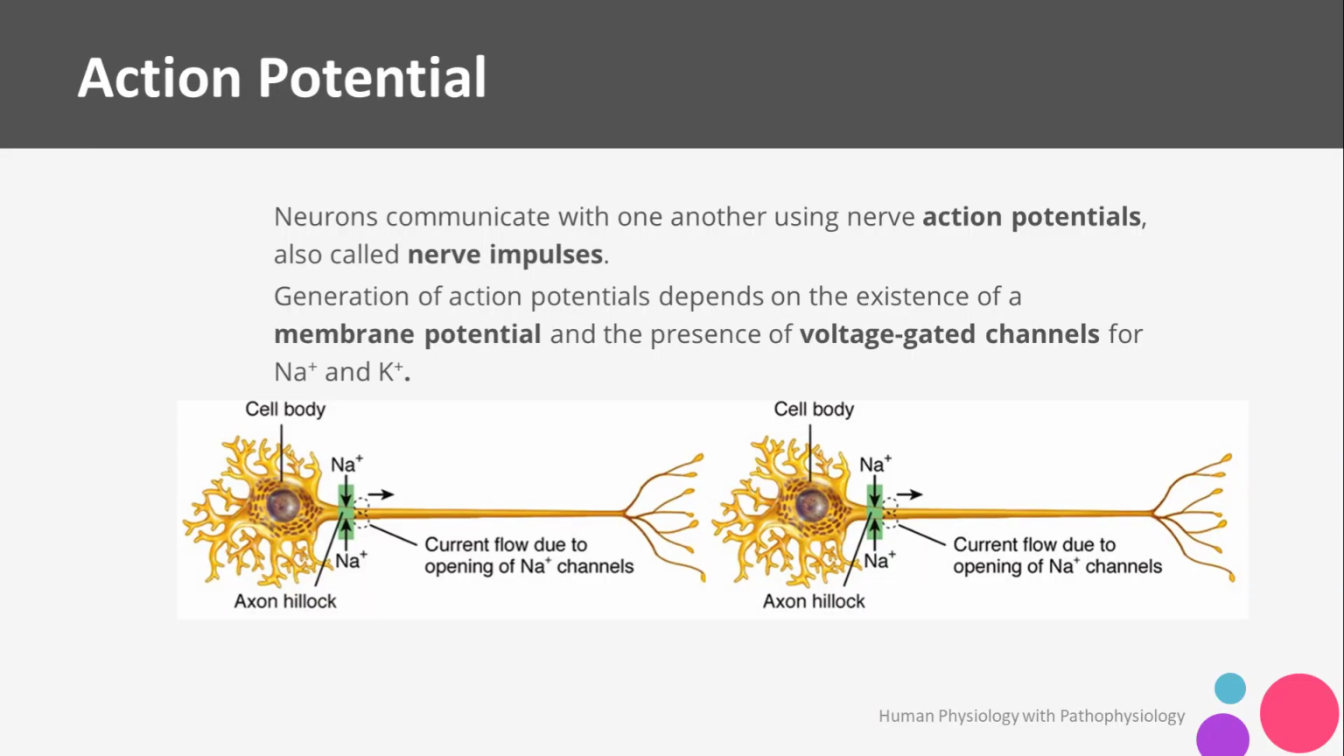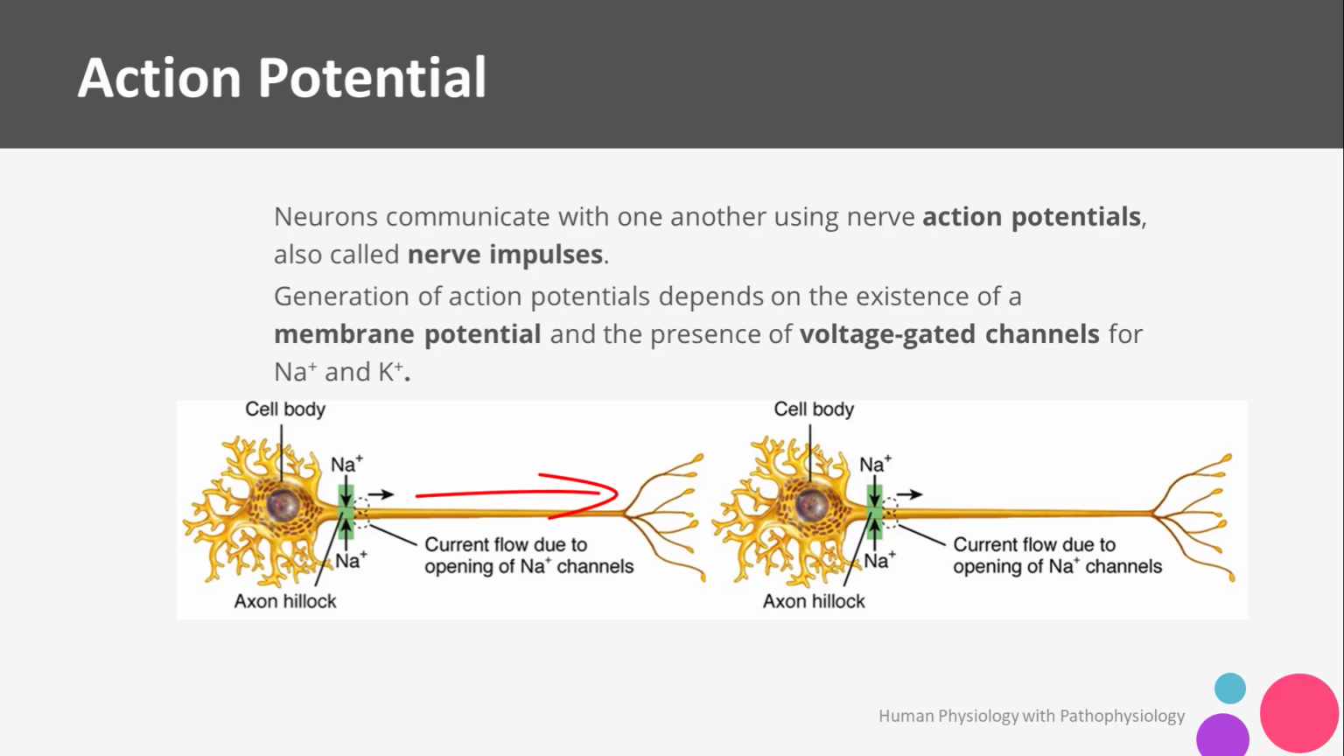Neurons communicate with one another using nerve action potentials, which are also known as nerve impulses. They propagate changes in membrane potential and can affect an entire excitable membrane. It will begin in the initial segment of the axon, which is at the axon hillock. Below is a picture of a neuron and you can see the axon hillock. Just below the axon hillock is the initial segment where the action potential or nerve impulse begins, and it will propagate towards the synaptic terminal.